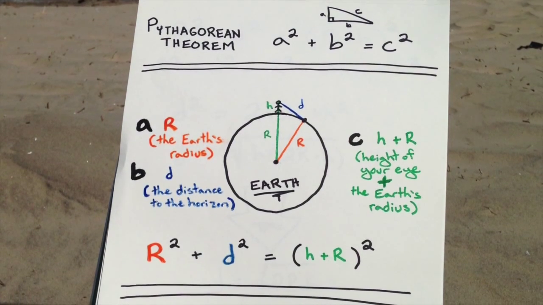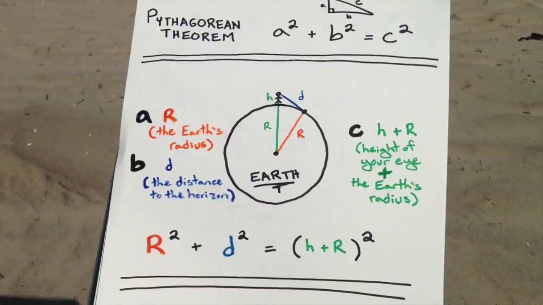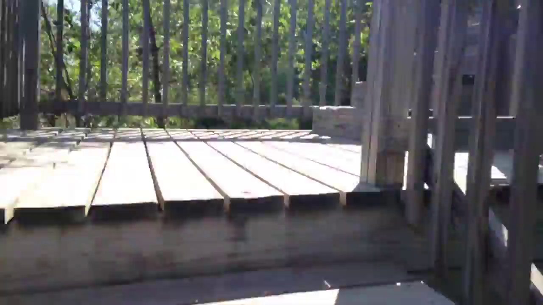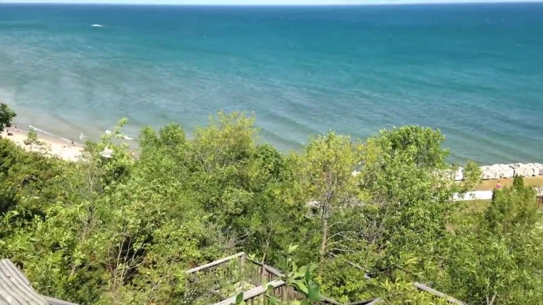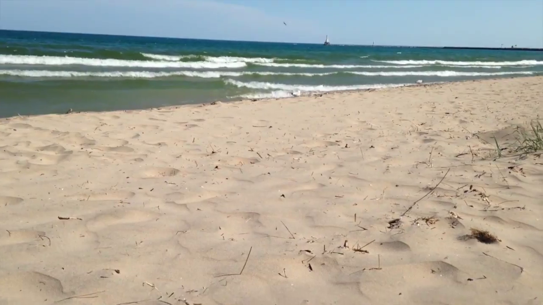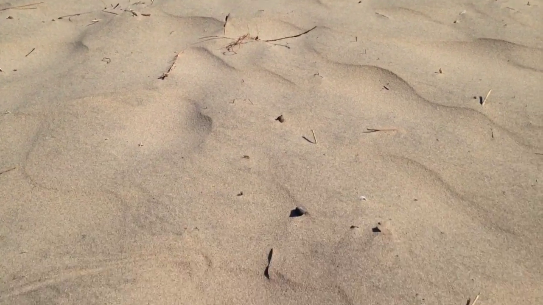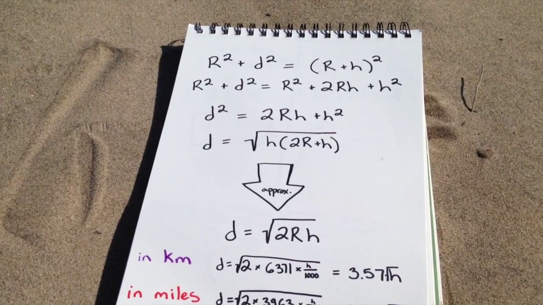If you're at sea level, you can easily measure the height from the ground to your eyes. Otherwise, the higher you get, the more you'll have to add to the height of your eye line. But first things first, let's check back with our equation and rearrange it to solve for B, or in this case, D, the distance of the horizon.